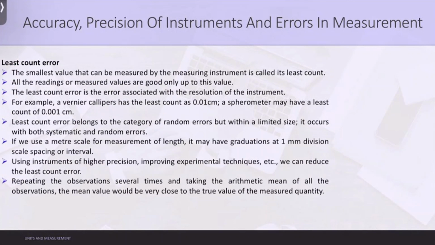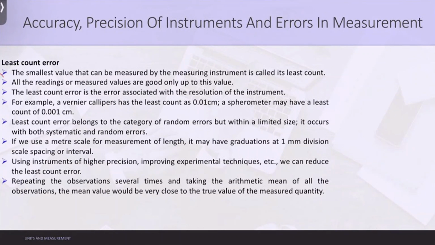Now, the next thing comes to the least count error. So, what is the least count error? Let us try to understand, and then we can conclude. I think we can conclude this lecture today. So, least count error, the smallest value. I also explained what least count is in the previous lecture. Here is the complete, bookish definition: the smallest value that can be measured by the measuring instrument is called its least count.